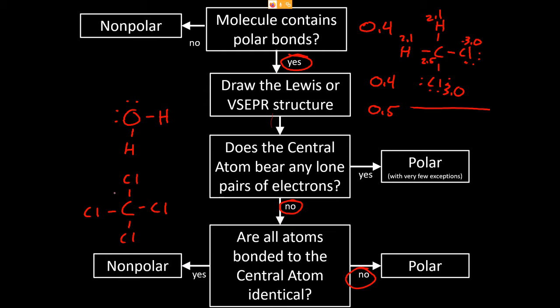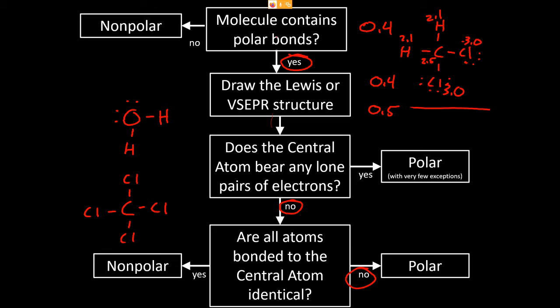So this molecule here, even though every single bond in the molecule is a polar bond, because they're all polar and they're all pulling at the electrons in opposite directions, they cancel each other out. And that happens decently often, which is why we can't just stop with this first question.